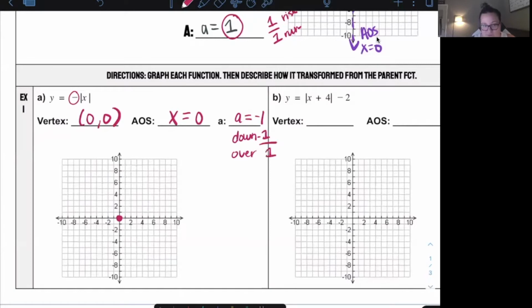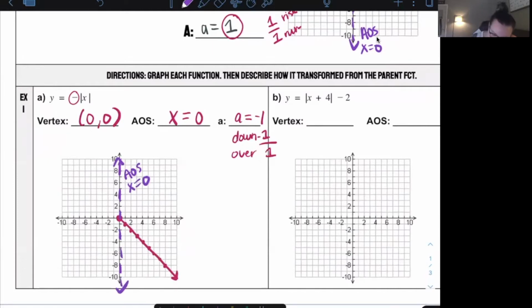Down 1 over 1. So I'm going to go down 1 over 1, down 1 over 1. And I have a negative slope this time. So I know that this is going to be reflected over my axis of symmetry, which is again x equals 0. So I'm going to put a dashed line for my axis of symmetry. My AOS is x equals 0. And then I'm going to reflect this line over the other side.